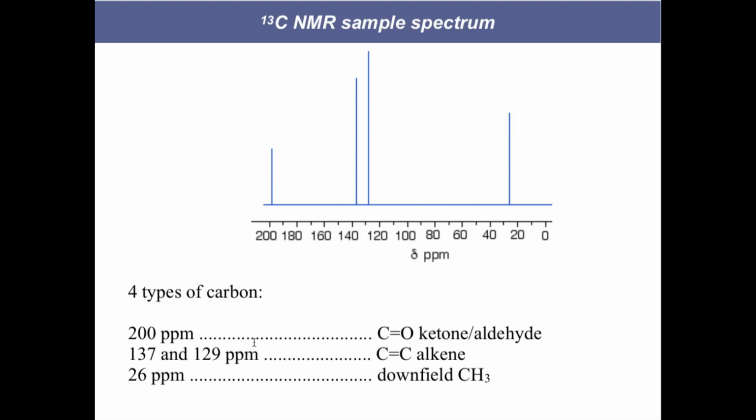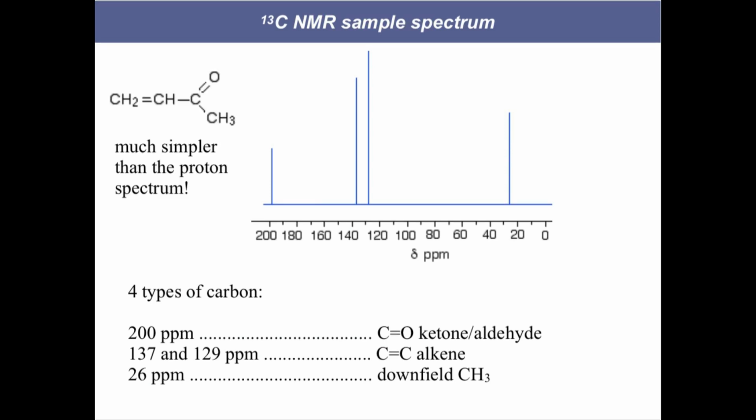We've got 2 carbons that are double bonded. Now, since we've got 2 carbons that are double bonded to carbons, it makes sense that those are probably attached to each other. And then we've got this guy up here, which is our C double bond O, probably a ketone or an aldehyde because it's up so high. And here's our structure. This is called methyl vinyl ketone. It's a ketone with a methyl on one side and a vinyl group on the other side.